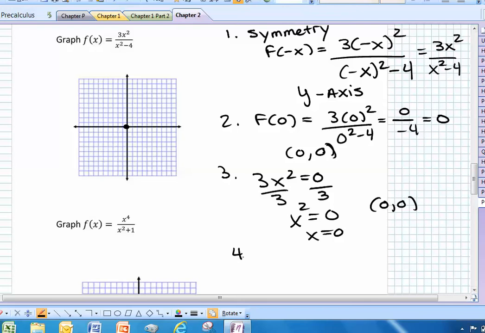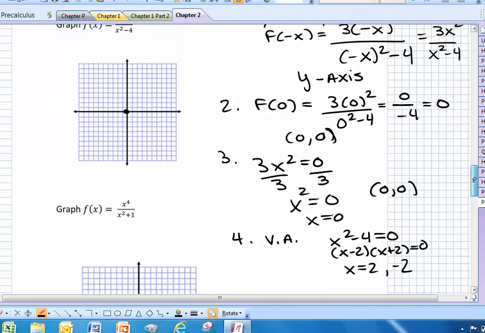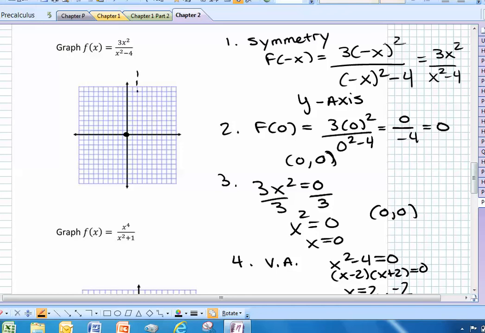Now the vertical asymptote, remember the denominator is equal to 0, so x squared minus 4 equals 0. When I factor this, I get x minus 2 and x plus 2. So that gives me x equals 2 and negative 2. Those are my vertical asymptotes. So here's a vertical asymptote at 2, and here's a vertical asymptote at negative 2.